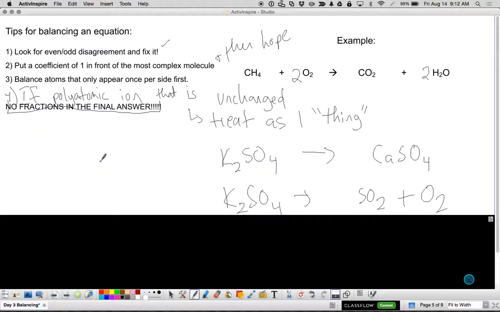Because if we're talking about this stuff on a single molecule scale, it wouldn't make sense to say, I want half of a molecule of oxygen. That just doesn't make any sense at all. Okay? So these are all things that you can use to balance chemical equations. Okay? These are all tips that you can use. So now we're just going to have a whole bunch of examples.